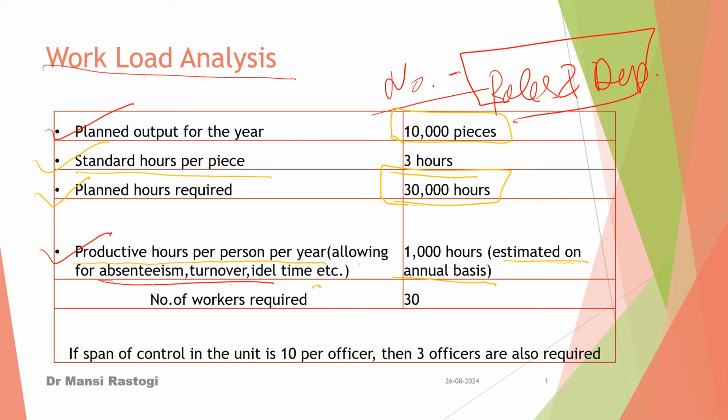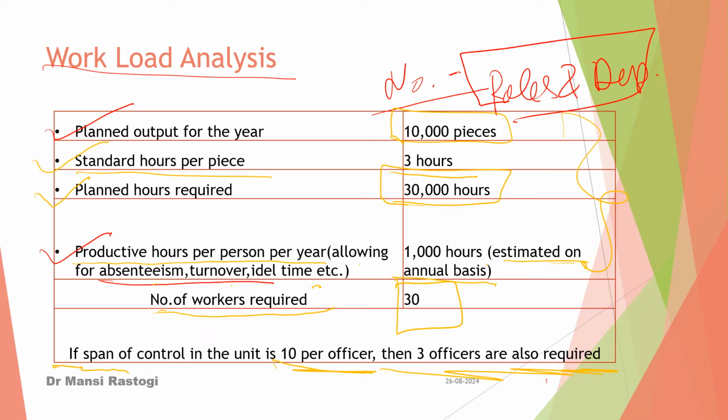Now let's talk about the number of workers required. On the basis of this data, we can say we require 30 workers. If the span of control in this unit is 10 per officer, then 3 officers are also required. So this was workload analysis. We studied the judgmental method, then trend analysis, and this one was workload analysis. With this, the first step of human resource planning is completed.